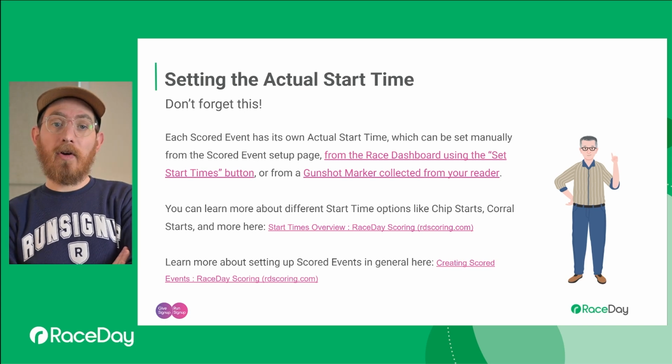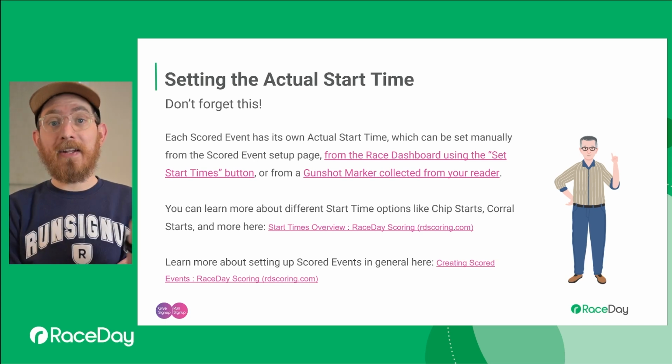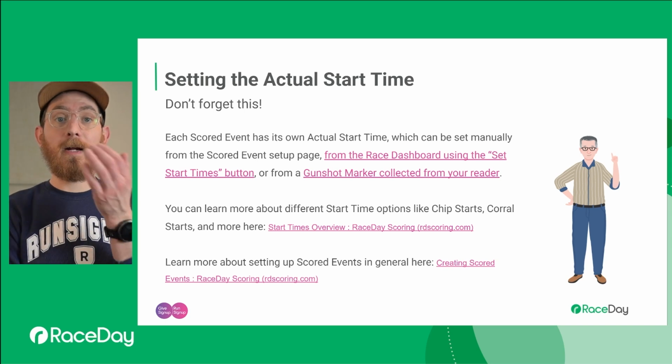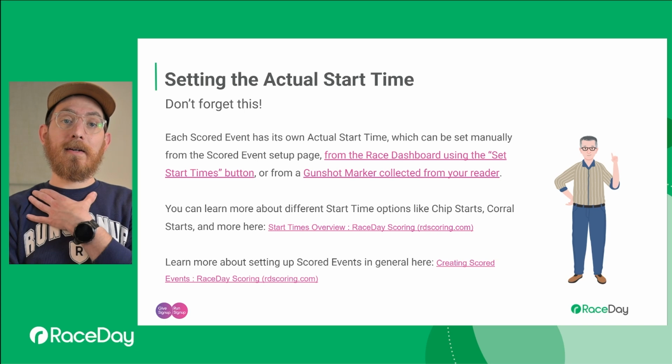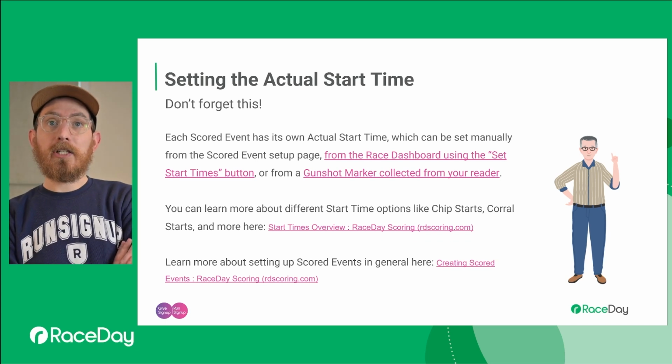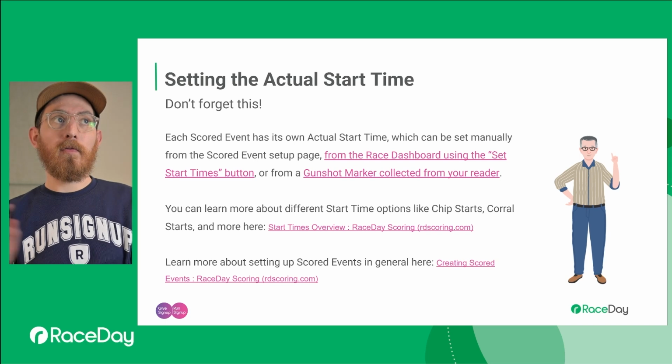basically if someone's in a corral, that overrides their assigned event start time. If I'm in the marathon, but I registered for the early start corral, my early start time will be considered as my clock start time, right? So to understand all those relationships, I would take a look at this Start Times Overview guide.